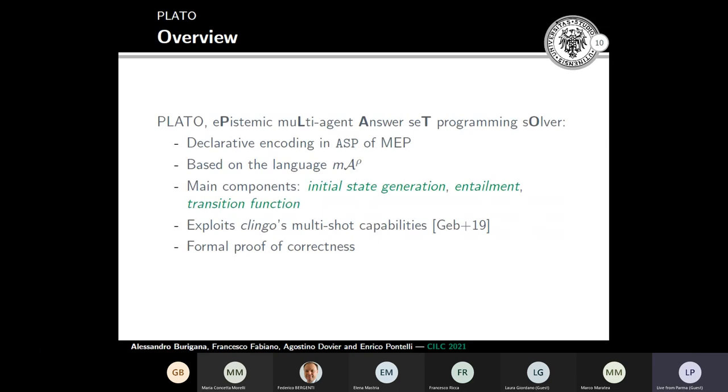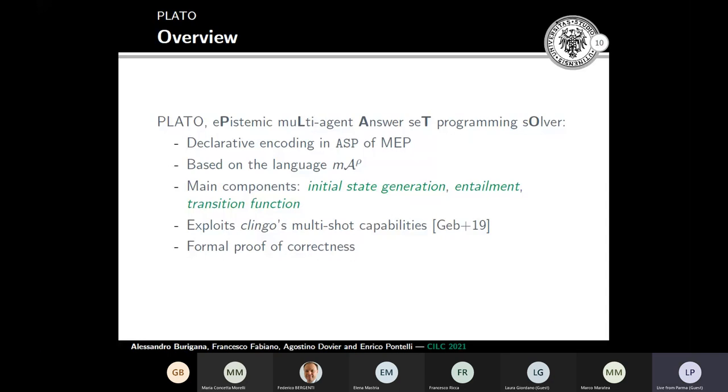And then we have the transition function, so how the 3 kinds of actions we just talked about affect the state. We implemented Plato with ASP and exploited Clingo's multi-shot capabilities. So we actually had this incremental approach where we look for a plan of increasing length. So we're able to give a solution which is minimal with respect to the length of the plan. And then given the declarative nature of ASP, we were able to give a formal proof of correctness of Plato with respect to the semantics of MRO, so the transition function of MRO.